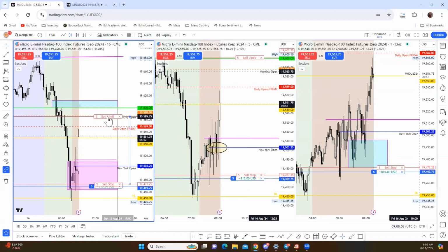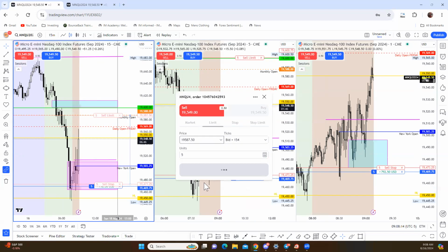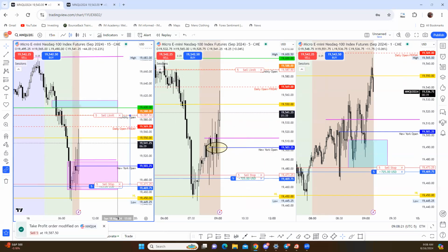I like monthly open too. Okay, so we're just gonna kind of have to wait that out. ES is respecting that daily open, so I'm gonna take a screenshot over there really quick. They might get weak.